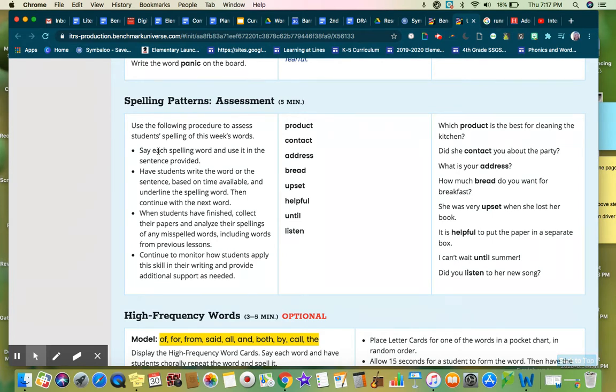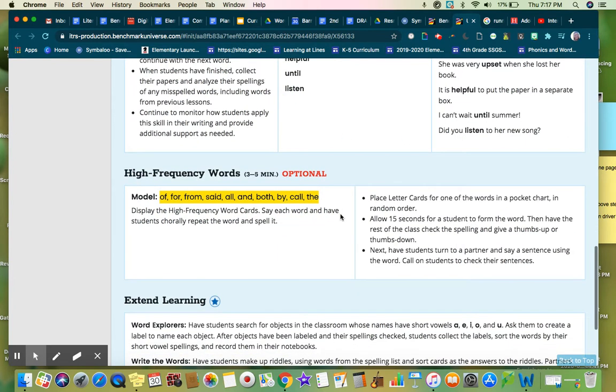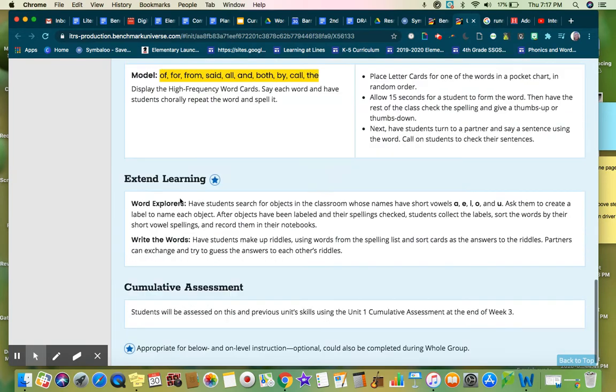Now, sometimes you even have the flexibility to assess on a weekly basis with these tests only those students you've been working with in a small group. You want to see if they've grown. Or you can give it to all. You have that option. So here are the prompts, the words, and a sentence to use with that. If you wanted to check high frequency words, they have that here for you as well.